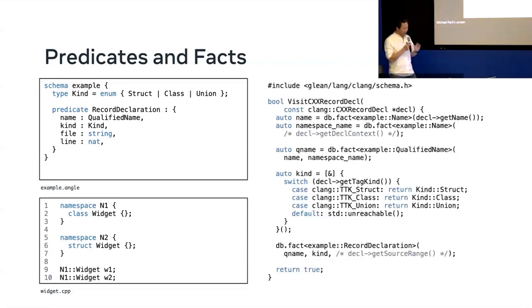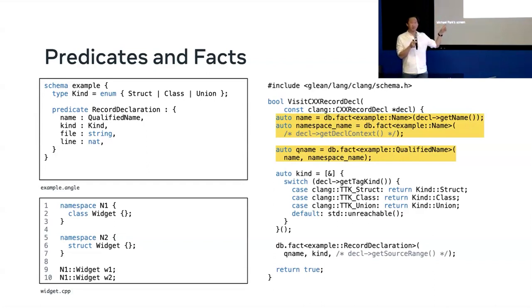Okay, and the record decl indexing is going to be a little more complicated, but again, we have the recursive AST visitor from Clang, VisitCXXRecordDecl. We're going to grab the name part, and we're going to construct the qualified name. So the first line, you've seen that code before, right? db.fact, example name, get name. That's going to write the name fact, and then give you the handle to that fact. Because we're going to come across names multiple times, right? And what I said about deduplicating unique facts, that's going to be deduplicated, no problem.